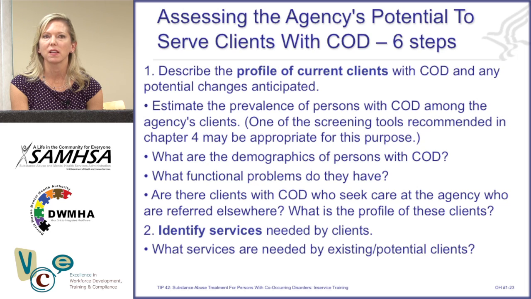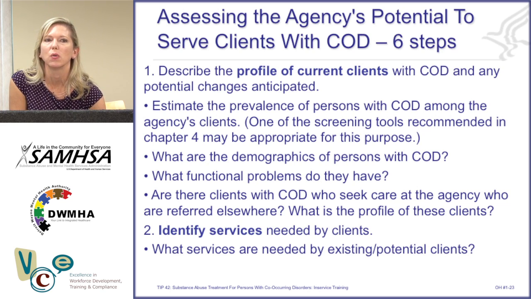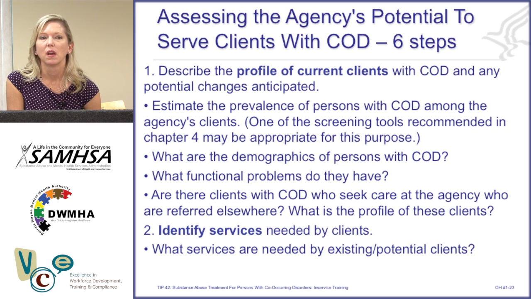Chapter 4 actually has some screening tools in it. We'll talk a little bit more about that in the next module. What are the demographics of people that you serve that have co-occurring disorders? What types of problems do they have? Are there clients with co-occurring disorders who seek care at the agency who are referred somewhere else? And what is the profile of those people?